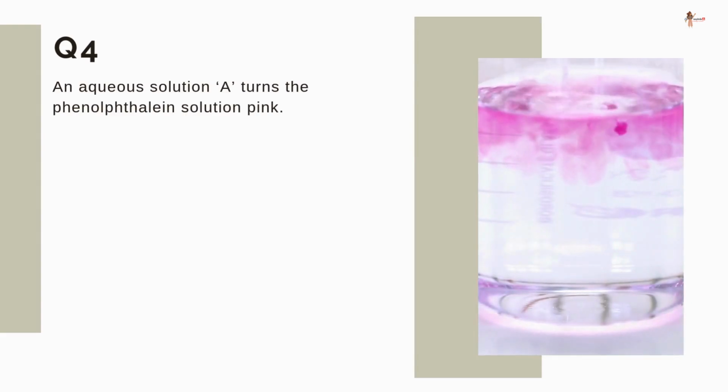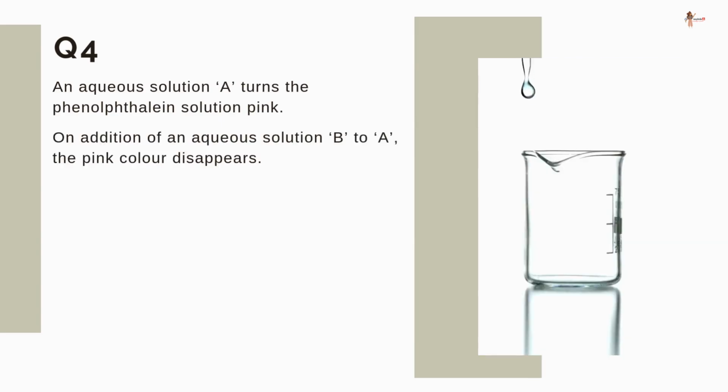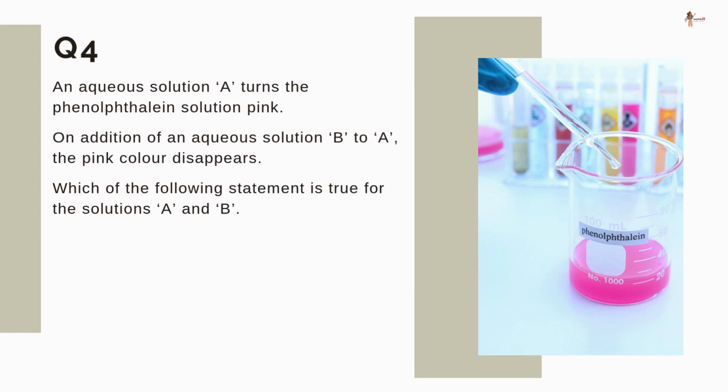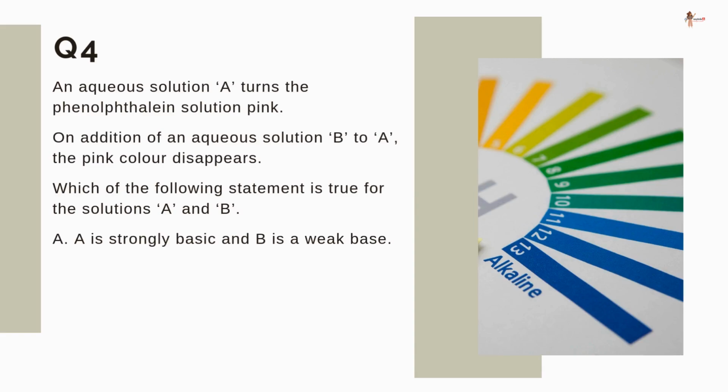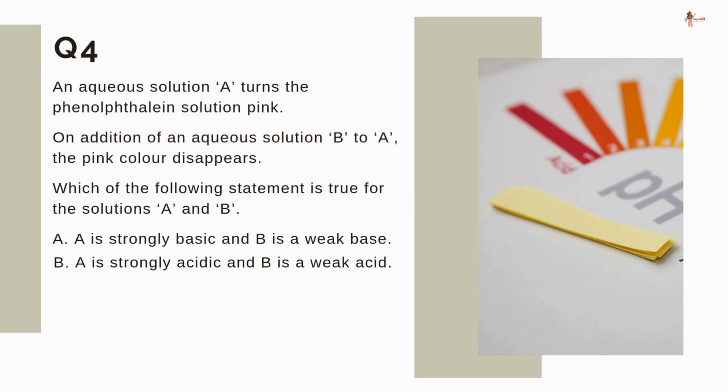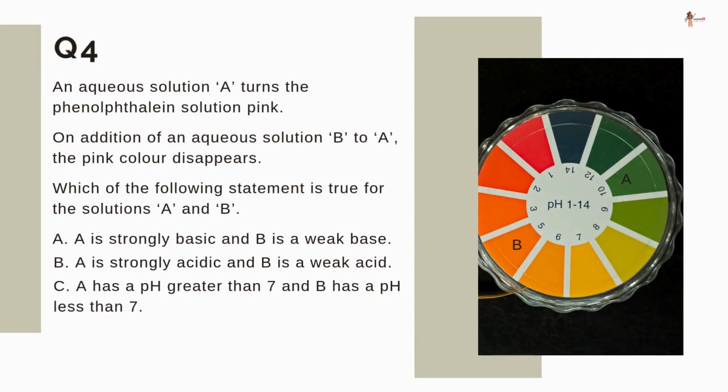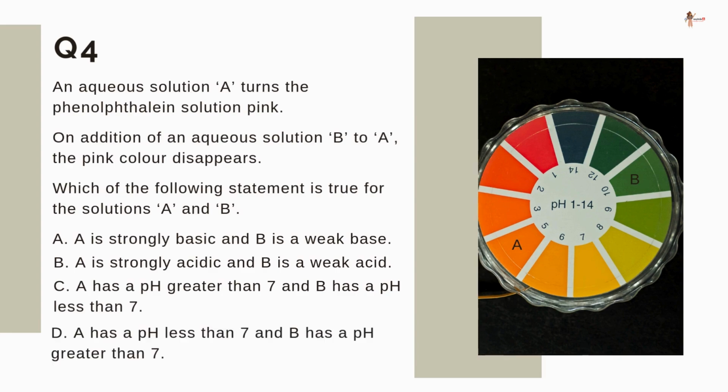An aqueous solution A turns the phenolphthalein solution pink. On addition of an aqueous solution B to A, the pink color disappears. Which of the following statements is true for the solutions A and B? A is strongly basic and B is a weak base. A is strongly acidic and B is a weak acid. A has a pH greater than 7 and B has a pH less than 7. Or A has a pH less than 7 and B has a pH greater than 7.